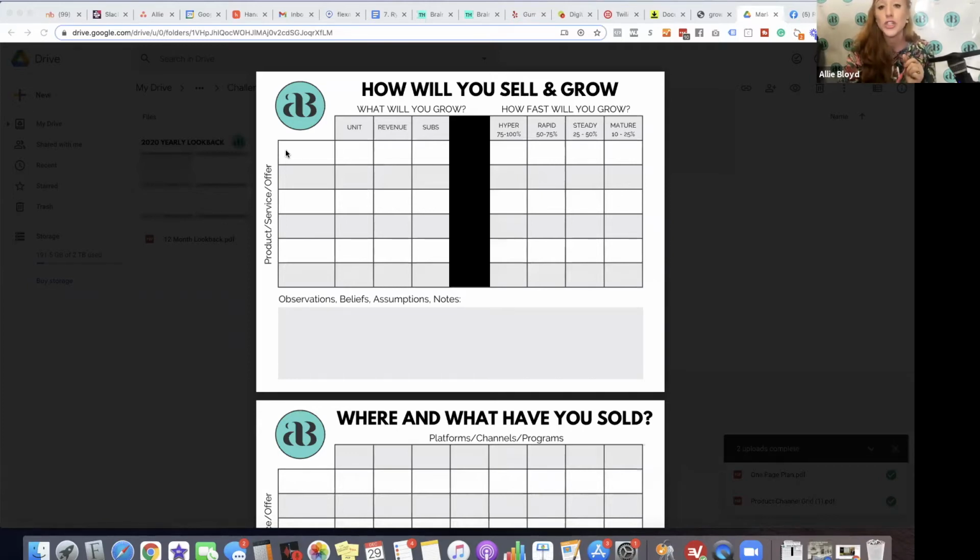Now we're going to look to the right side, and this is going to be how fast will you grow? So this is really just kind of an assumption. We're making some guesses here, and that's okay. We're acknowledging that these are guesses, not necessarily concrete facts, but they are telling us what our goals are regarding these. And hopefully you're setting realistic goals.